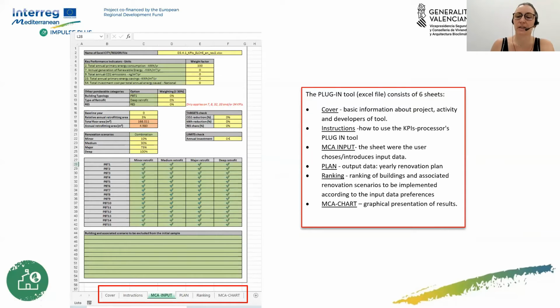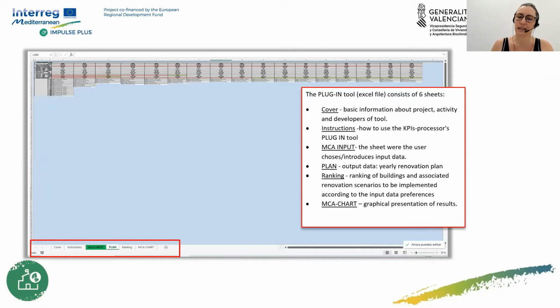This is the sheet where the user can choose or introduce input data. Depending on this data, we will later get automatically a different energy renovation plan. The following sheet is the plan one, with the output data. We can see it in this image, but we will later see the information that is provided in this worksheet.